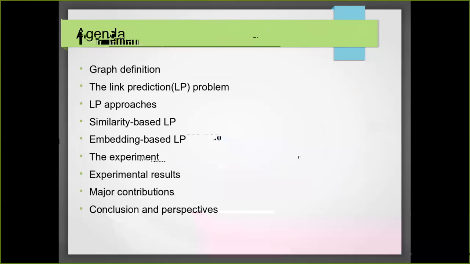First, I would like to introduce the graph. Everybody knows that. And then I will talk about the link prediction problem and approaches to solve the problem. And then I will discuss two popular approaches for link prediction, similarity-based and embedding-based approaches. And then I will go to my experimental results section. Then I will conclude with my contributions and conclusions.